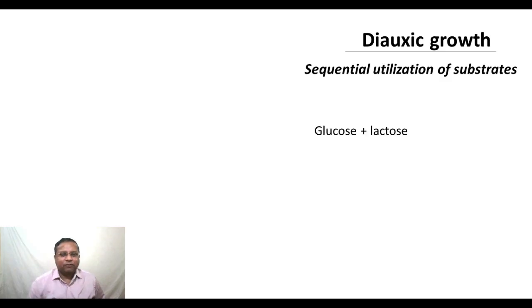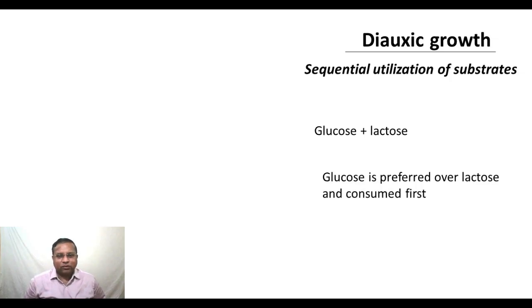For example, if there is a mixture of glucose and lactose, let us say for a typical organism such as Escherichia coli, then glucose is preferred over lactose and consumed first.